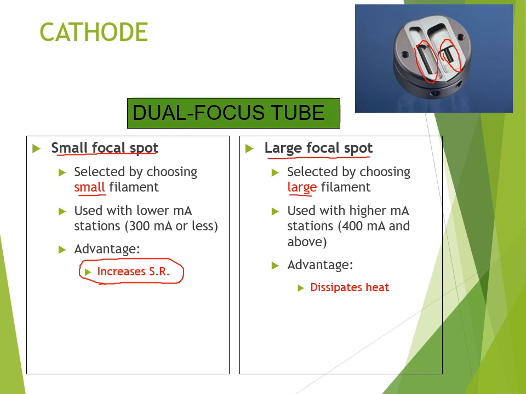The large focal spot is selected by choosing the large filament. It's used with higher mA stations such as 400 mA and above, and it dissipates heat. We have a lot of heat produced when we produce X-rays, and so it's going to help with that process. So again, this is called a dual focus tube.